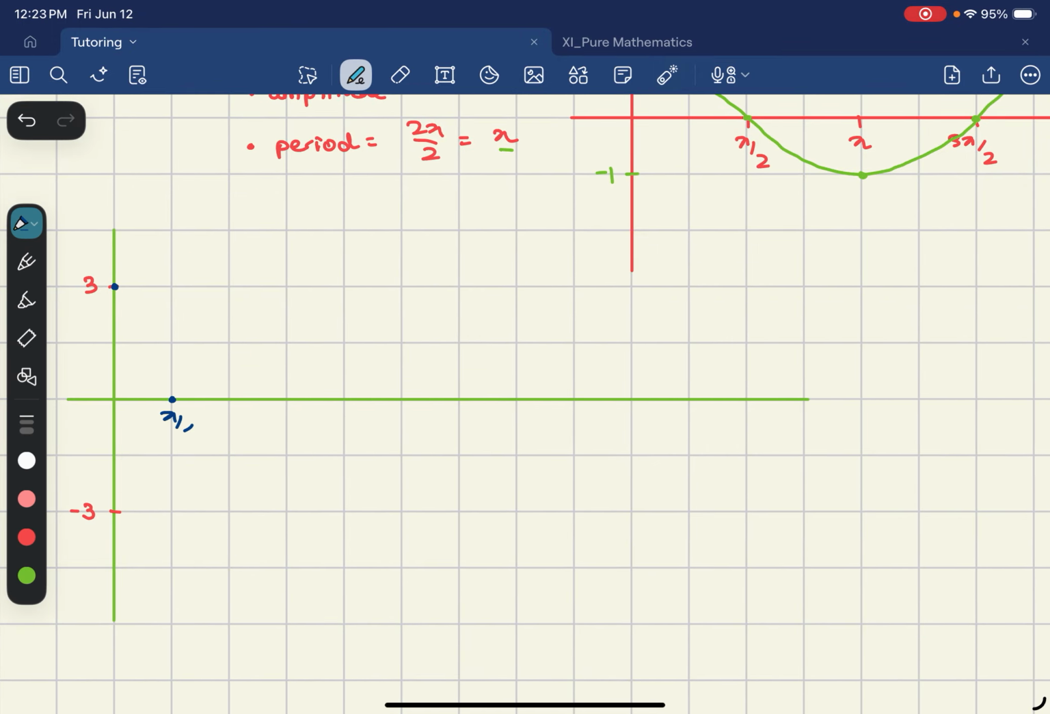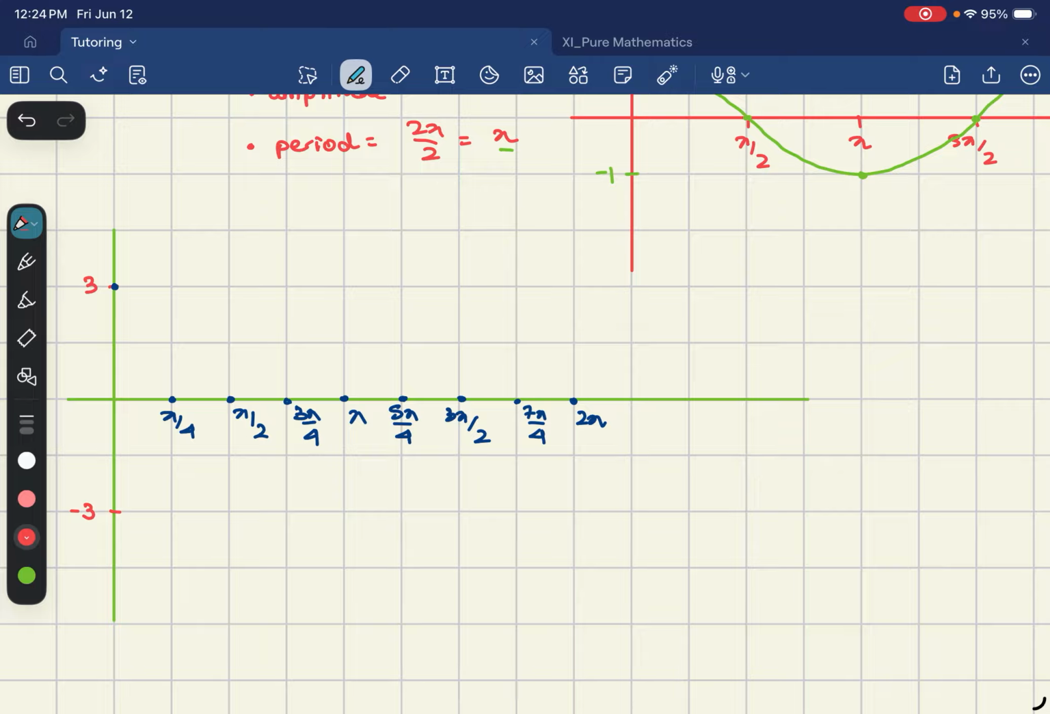So this is pi by 4. Let's say this is pi by 2. This is 3 pi by 4. This is pi. And this is going to be 5 pi by 4. This is 3 pi by 2, I believe. And this is going to be 7 pi by 4. And this is going to be 2 pi. All right. So now, if you just plot the graph, remember, this is 45 degrees, 90.